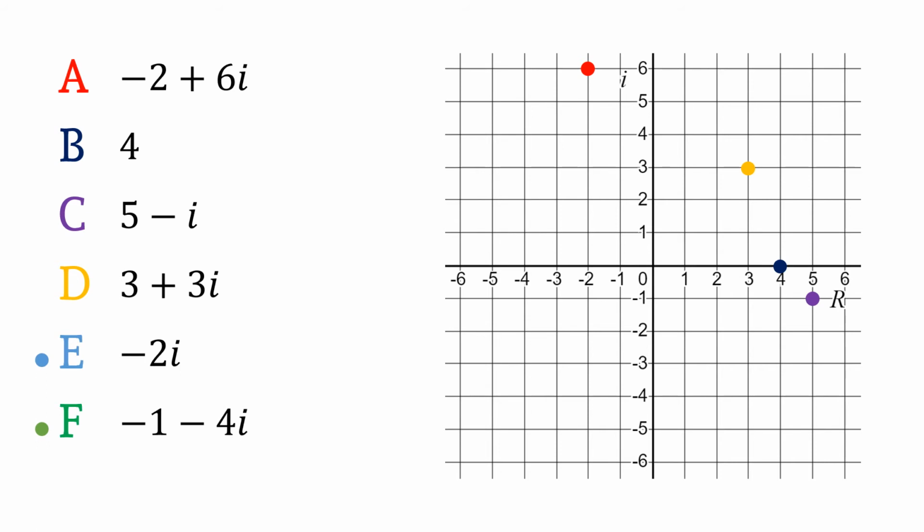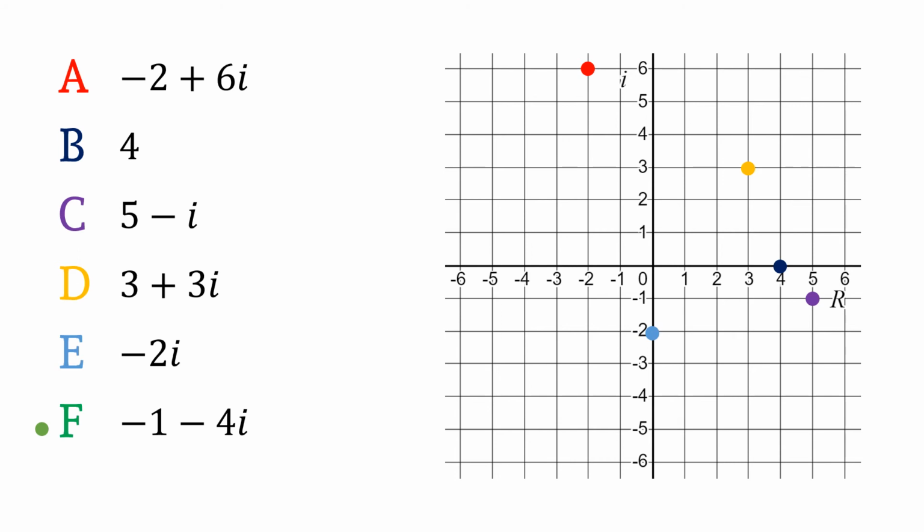Our fifth complex number has been labeled E in a light blue, and it's -2i, so it does not have a real part, so it will not go to the left or the right down the real axis. It will only go down 2 units along the imaginary axis.